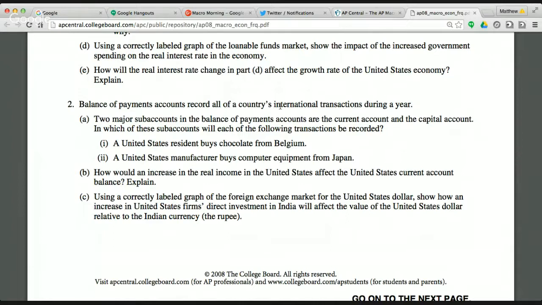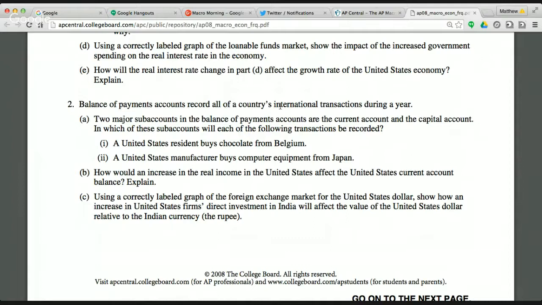Number 2 on 2008 says balance of payments accounts record all of a country's international transactions during a year. A, two major sub-accounts in the balance of payments are the current and capital account. In which of these sub-accounts will each of the following transactions be recorded? So guess what? You have a 50-50 guess. It's either going to be current or capital, and that's it. So guess, if nothing else, though you know this. So don't guess.